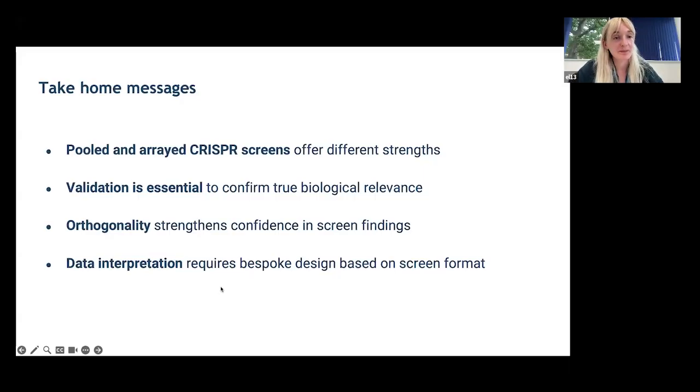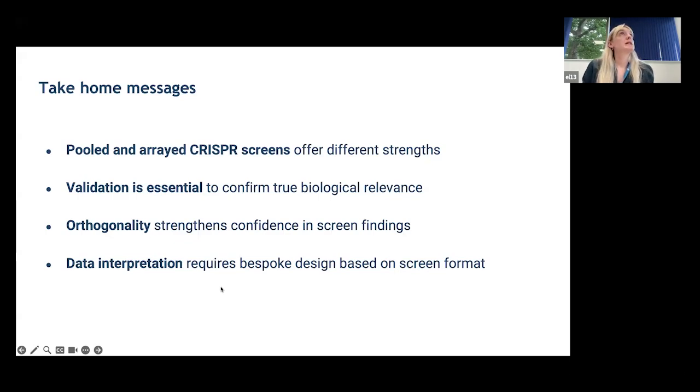Luigi? Hi, thank you for the beautiful talk. Thank you. Sorry for the probably silly question, but you mentioned that when you go from the pool to an array screening, you may want to change the delivery method of the guide RNAs, right? Why is that?